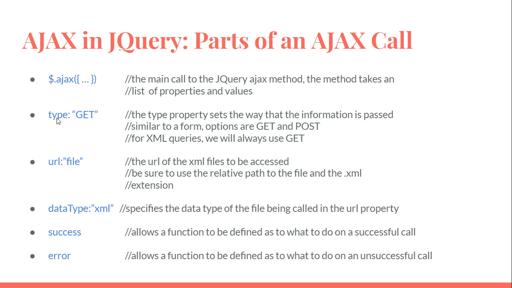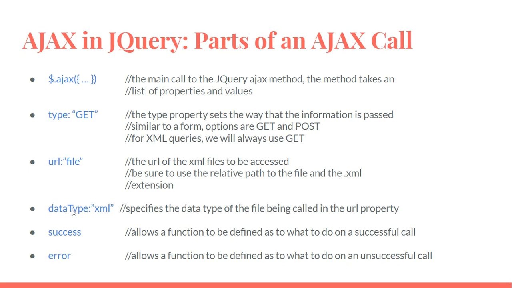There's the type property, and that can be set to get or post. In this situation, for these XML queries, we're always going to be using the get type. The URL is the file that we're pointing to. It's going to be the XML file where the data is that we're trying to get. If that XML file isn't in the same directory, you'll have to use a relative path, and don't forget to use the .xml extension on the file.